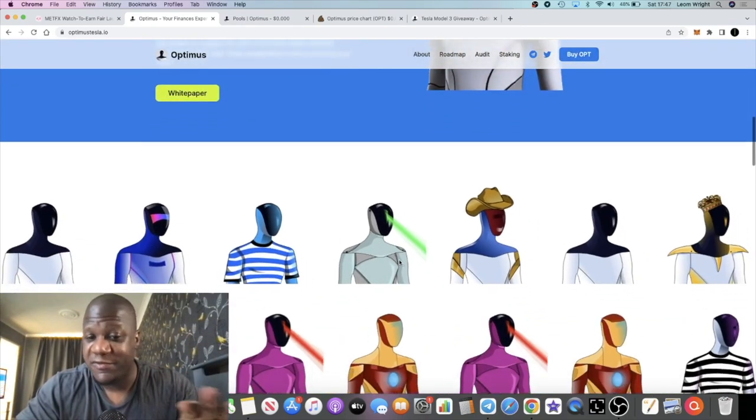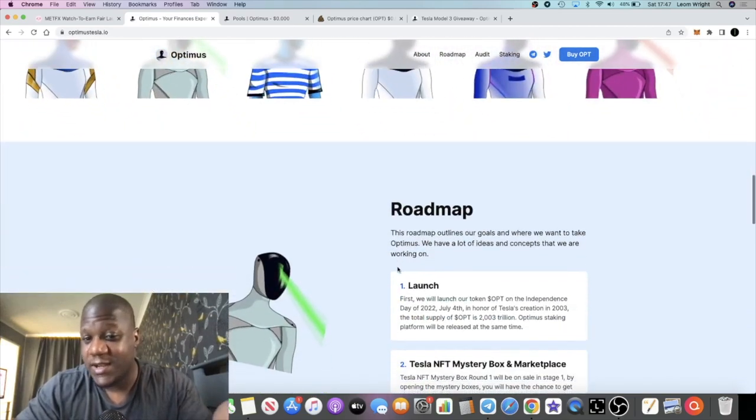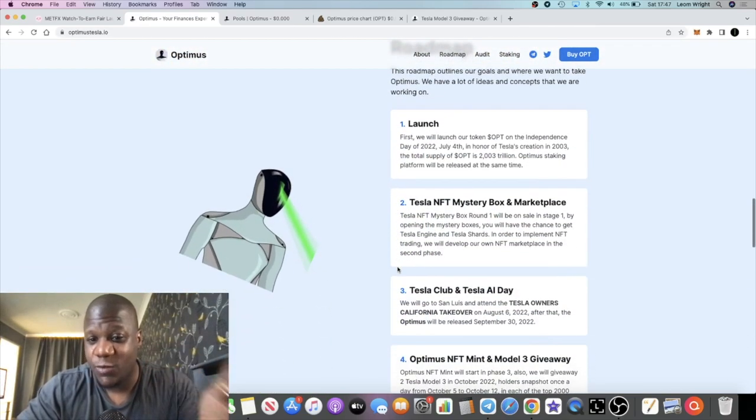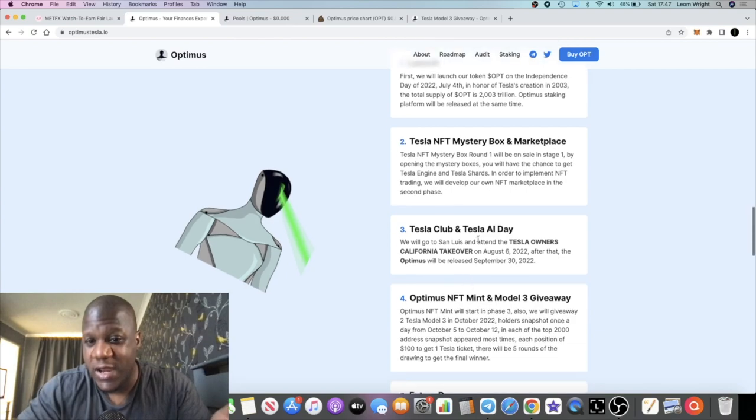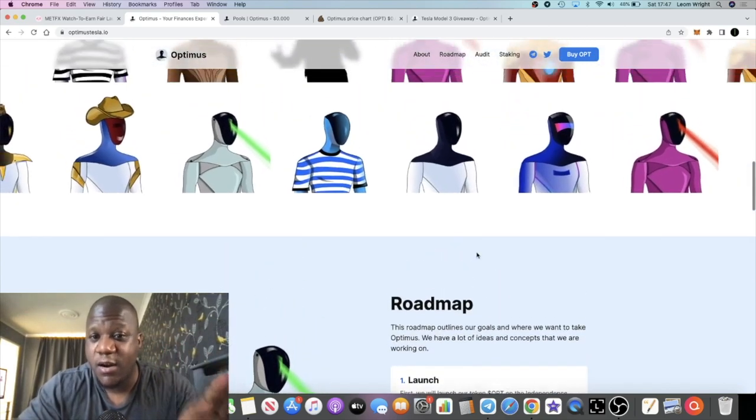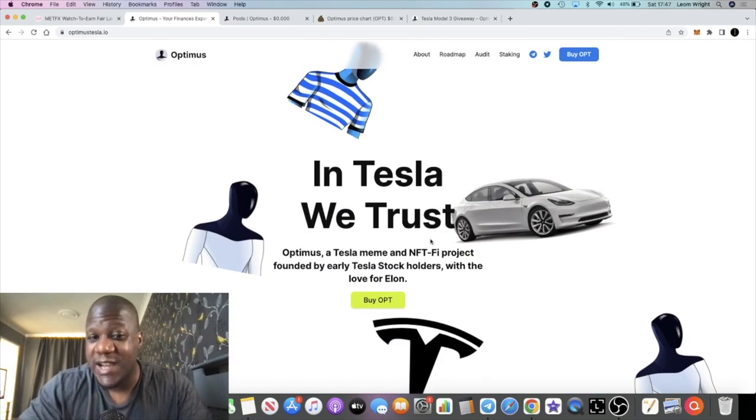And these guys have been following that journey, and they're going to be attending expos, for example. There's one coming up in San Luis, which they will be attending on August the 6th. So it's basically a meme coin themed around this AI bot. And they're going to be giving away a Tesla. There's a snapshot for that in October. We'll take a look at some of the details for that.